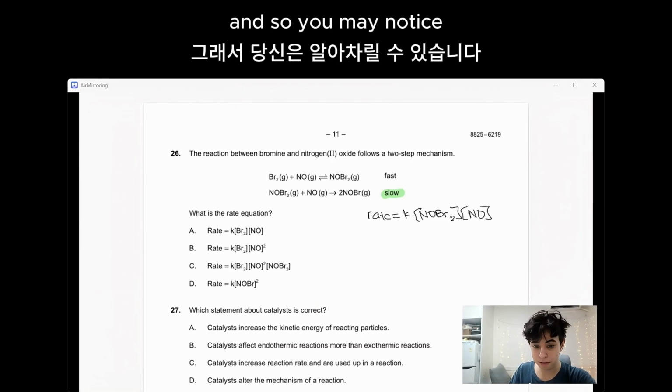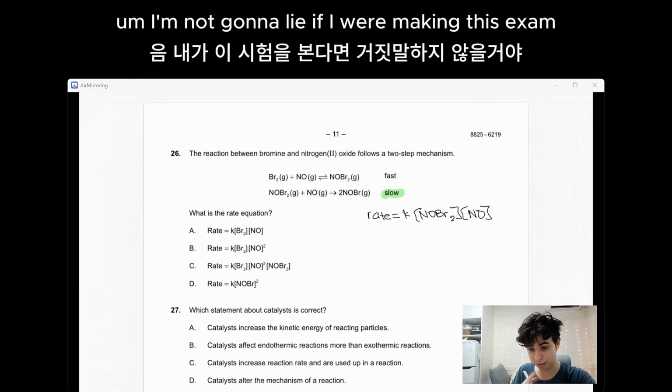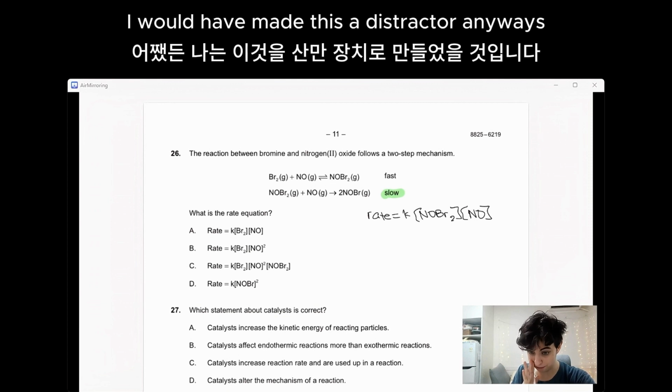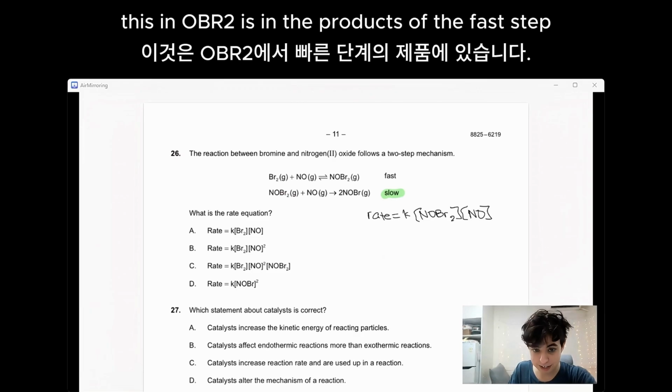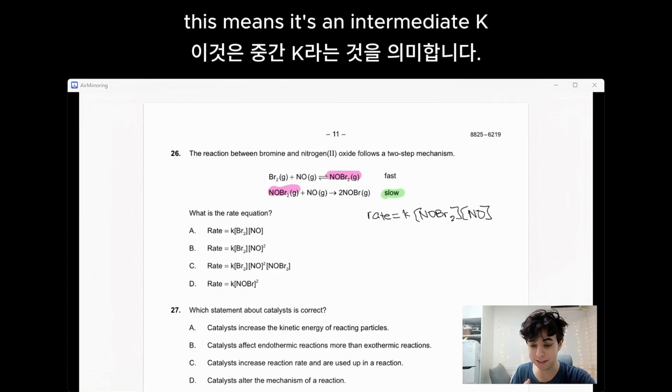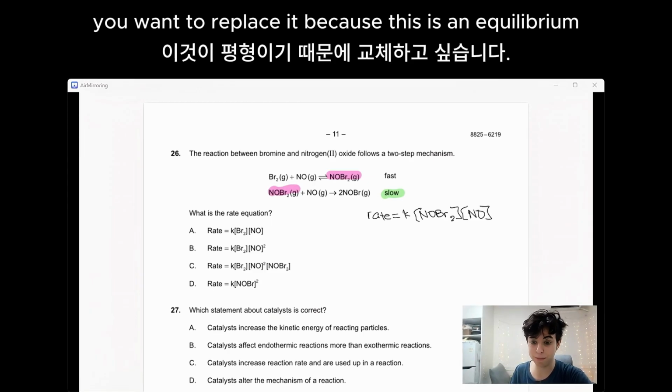Okay, and so you may notice this does not match any of the answer choices, which is good. I'm not going to lie, if I were making this exam, I would have made this a distractor. Anyways, we have that this NOBr2 is in the products of the fast step, but the reactants of the slow step. This means it's an intermediate, okay? And so an intermediate, you don't want to have its concentration in the rate equation. You want to replace it because this is an equilibrium.